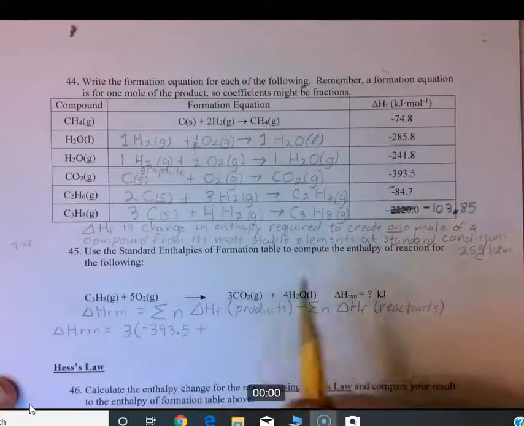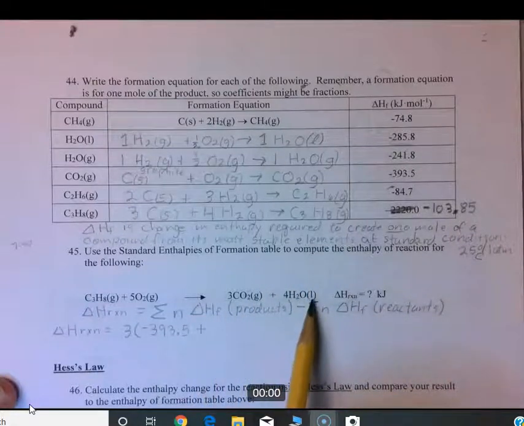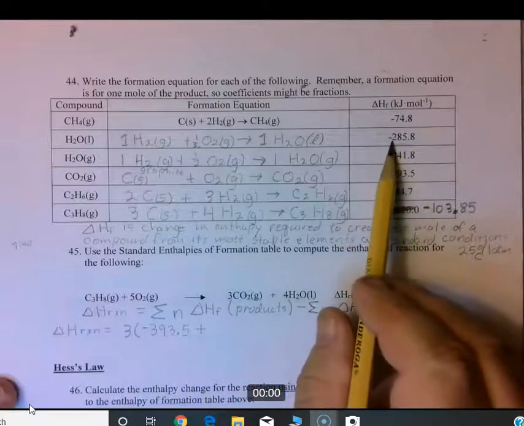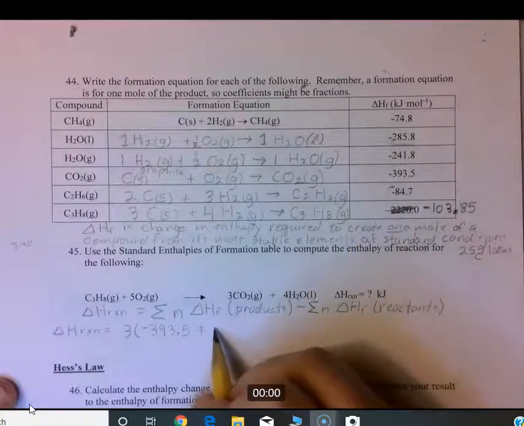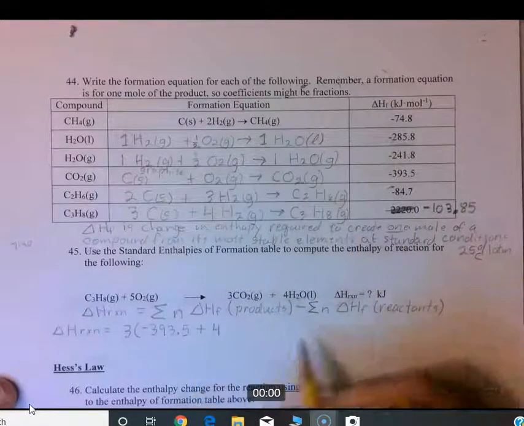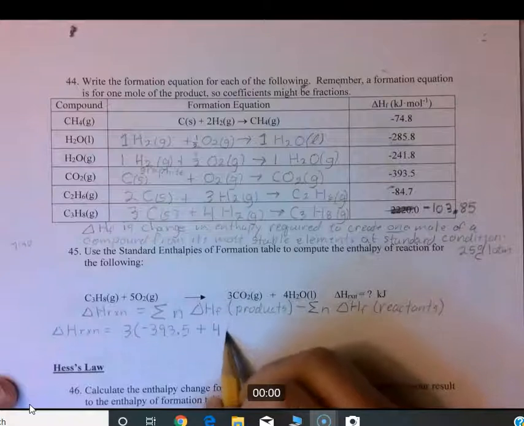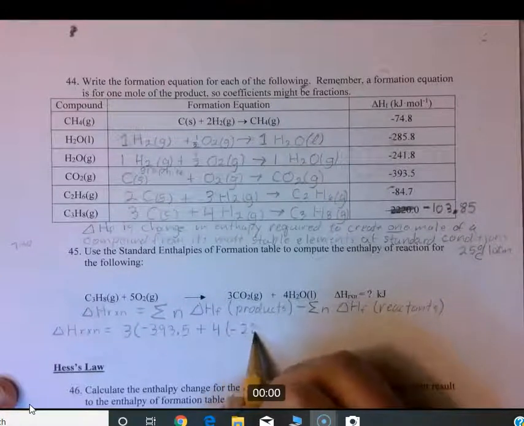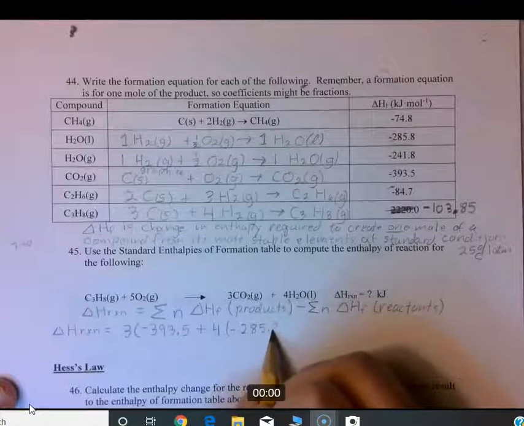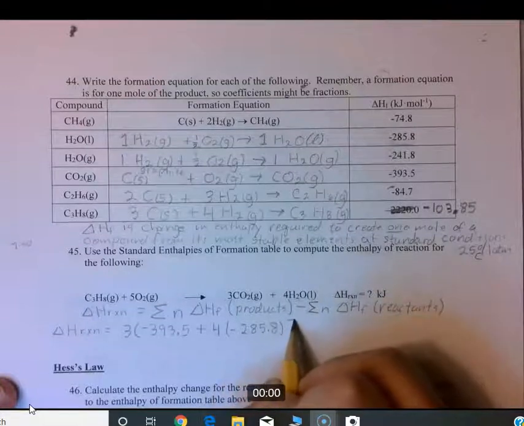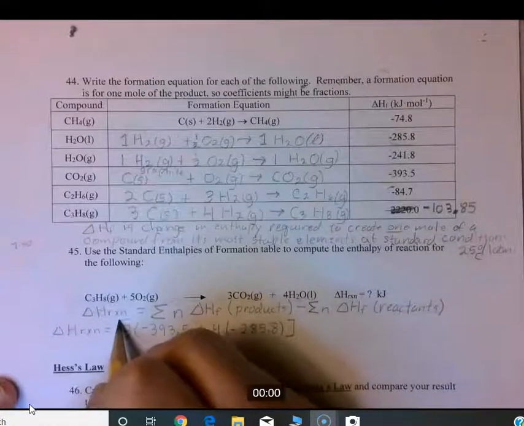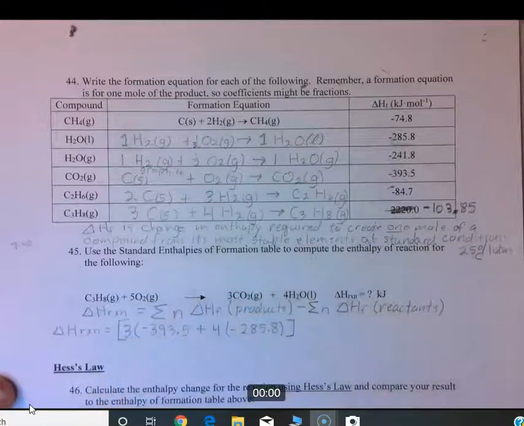plus, for 4H2O in liquid form, so that's going to be negative 285.8, and it's 4 times that because there are 4 moles. And we're going to put all of that for the product side into some big square brackets.